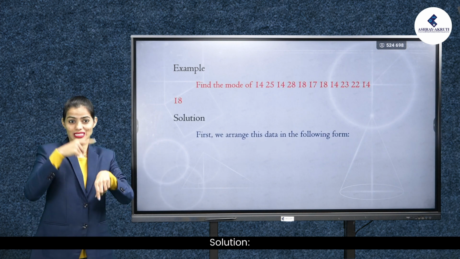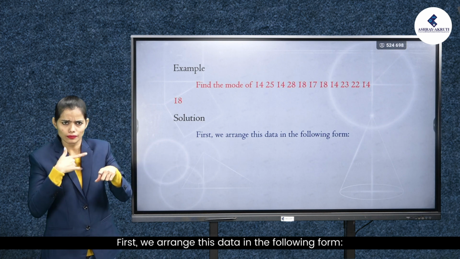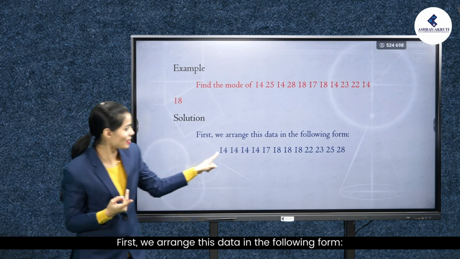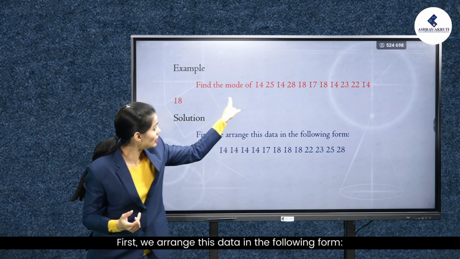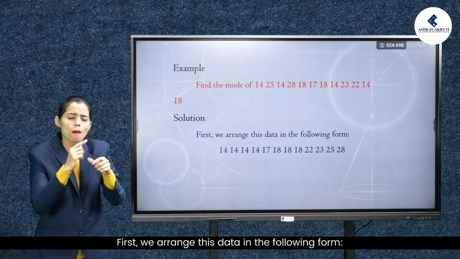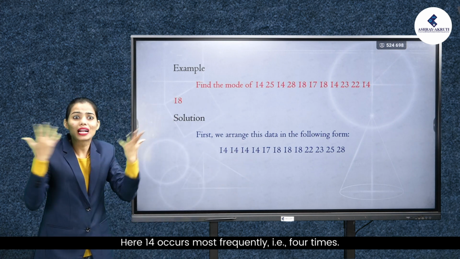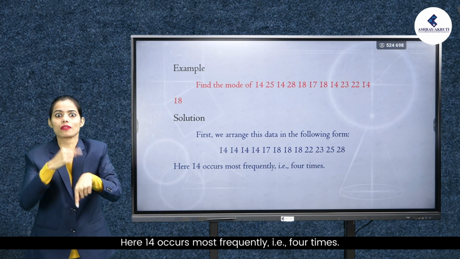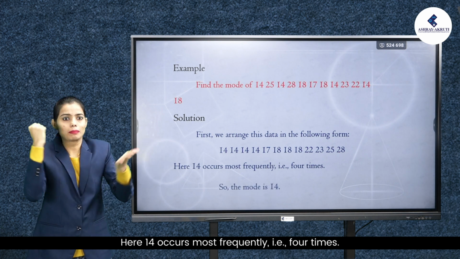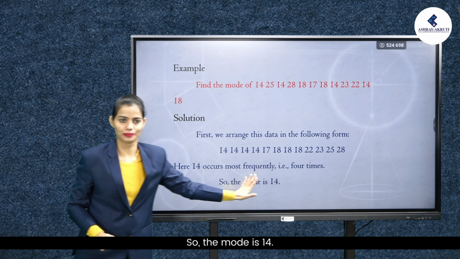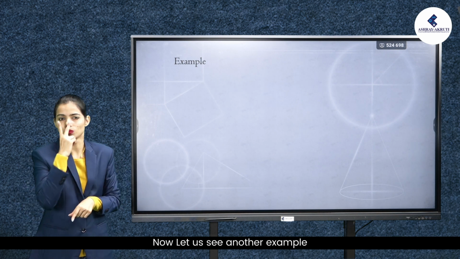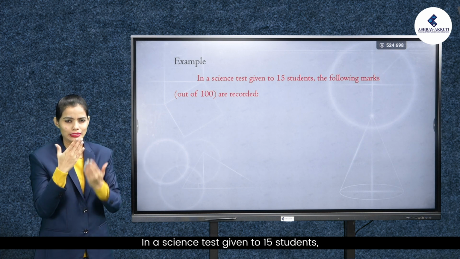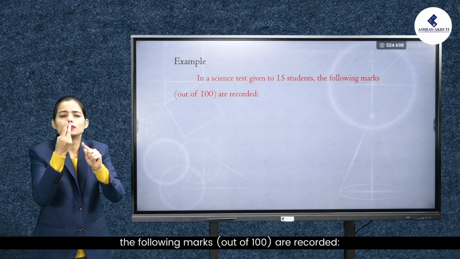Solution. First, we arrange this data in the following form. Here, 14 occurs most frequently, that is 4 times. So, the mode is 14. Now, let us see another example. In a science test given to 15 students, the following marks out of 100 are recorded.